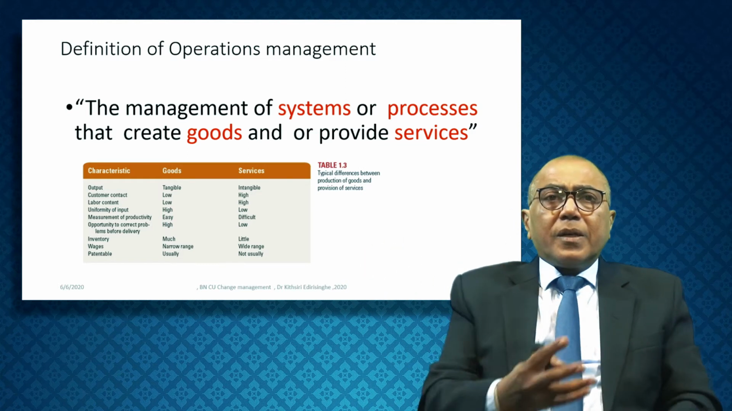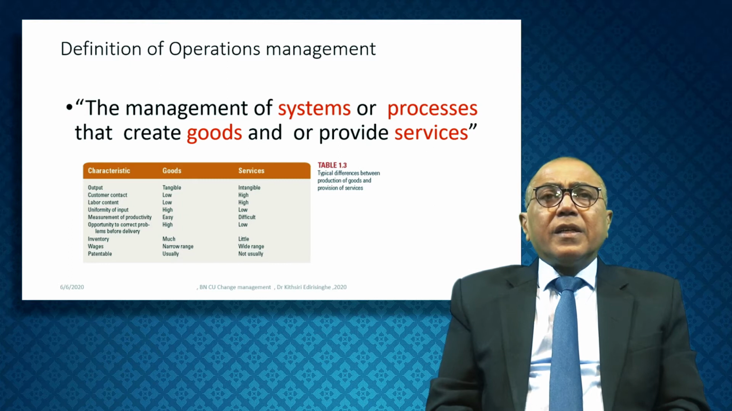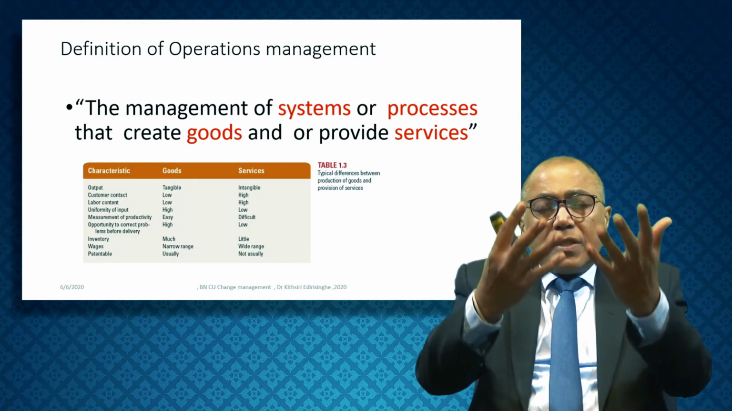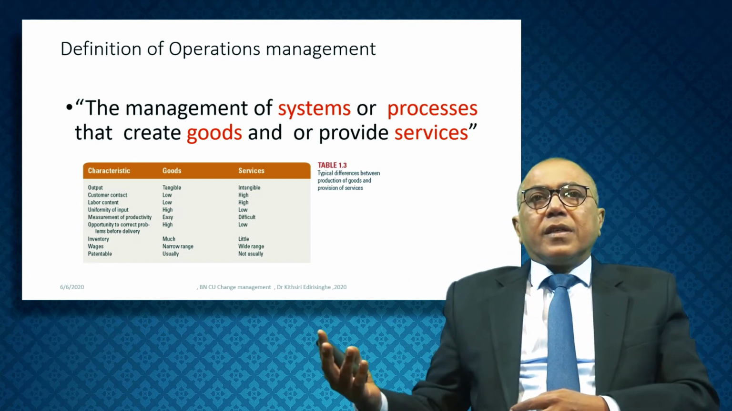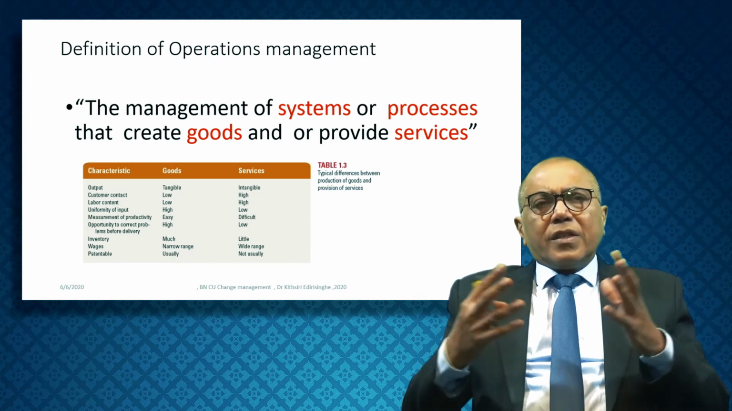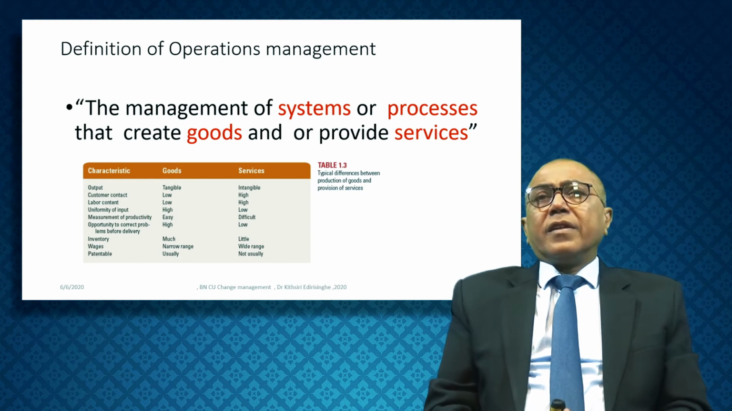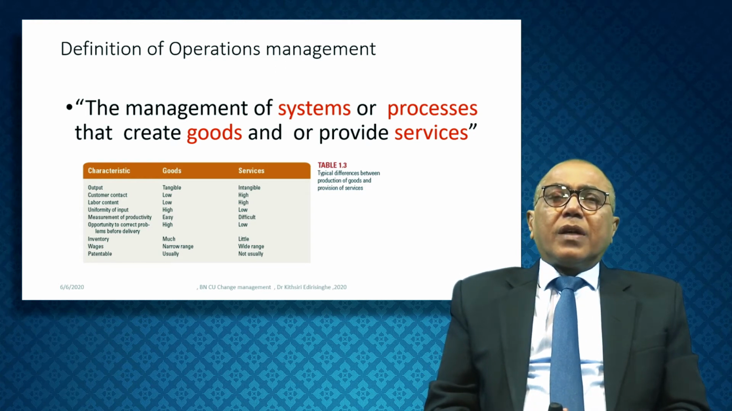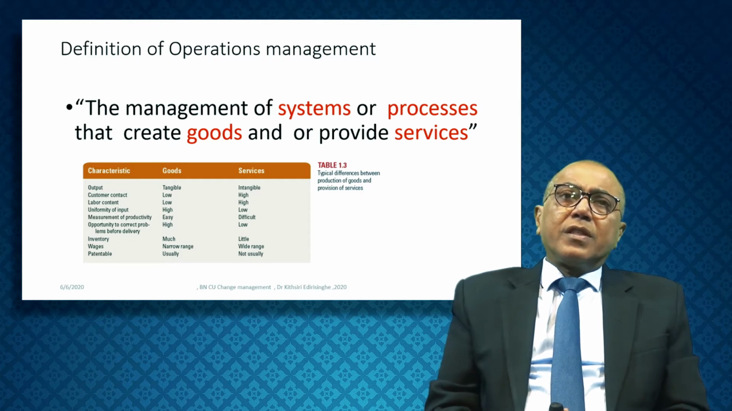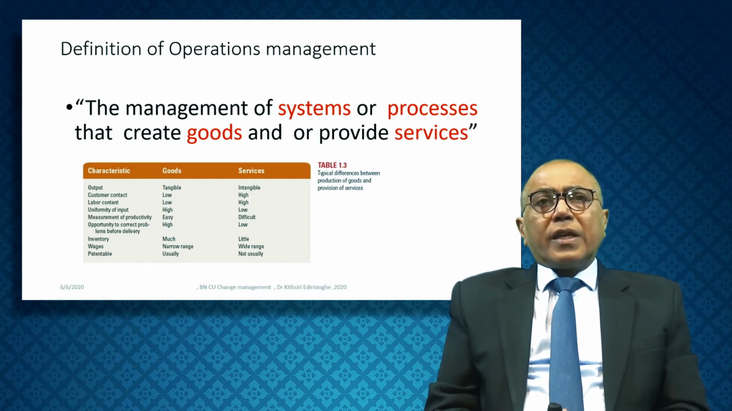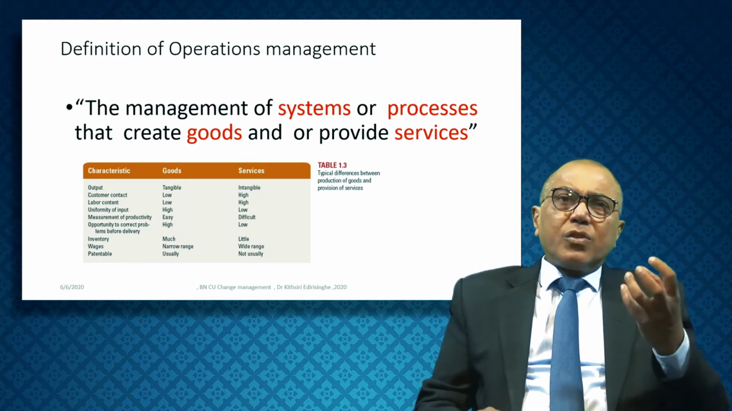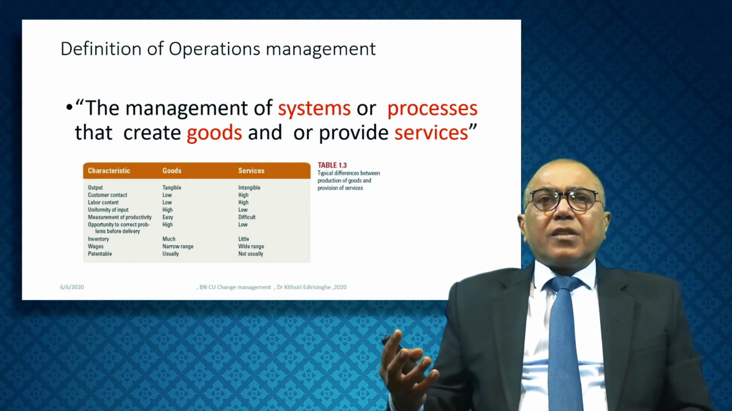So let's look at this basically. What we do is either produce goods or produce services. In a hospital, we don't produce anything, but we do the services, right? Now, what are the differences between goods and services? Slowly look at it. What are the things when you produce goods and services? Goods are tangible, services are intangible.